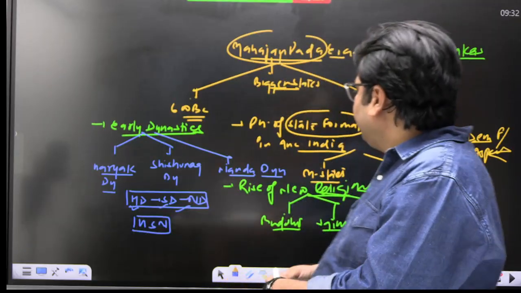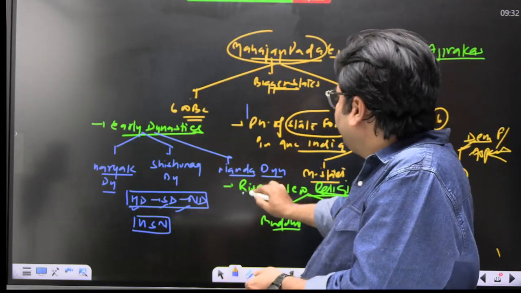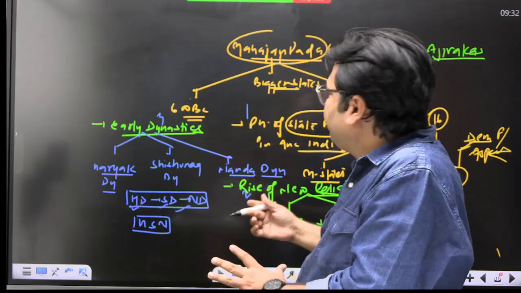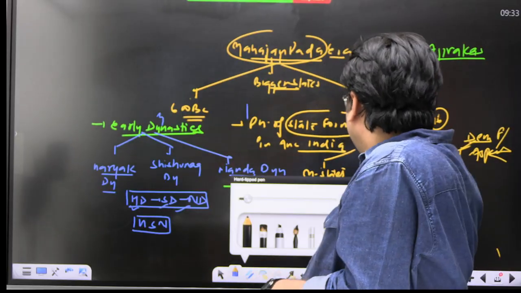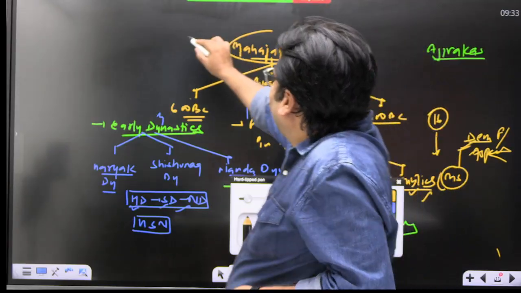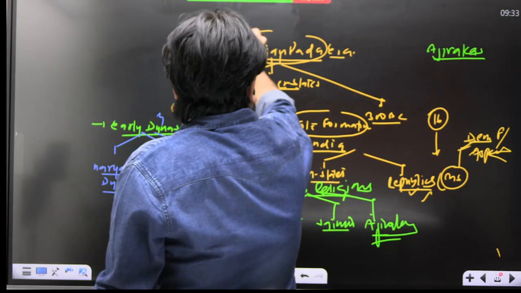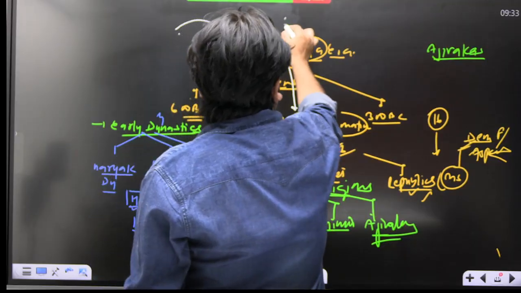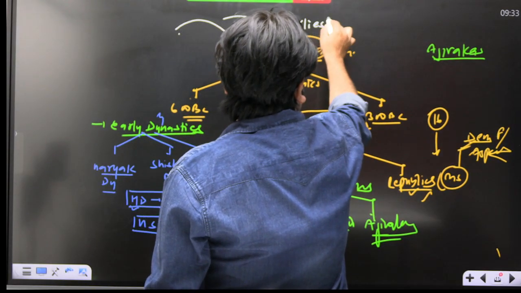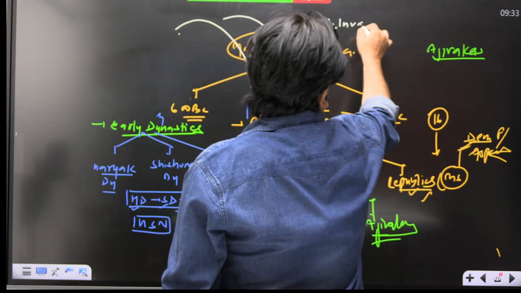Now there is one more development here. Are you writing the points? Which topic do we need to understand here? The fourth important point here is that earliest invasions in ancient India took place here. Earliest invasions also took place here.